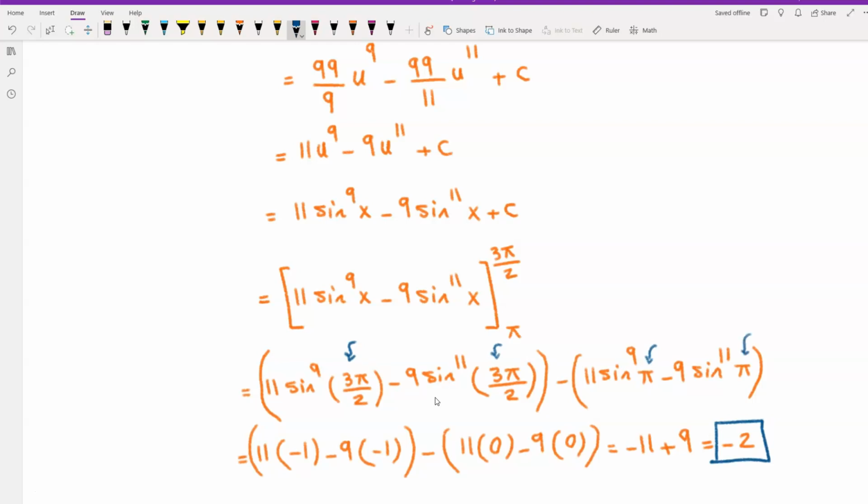X is pi. Sine 3 pi over 2 is negative 1, and sine pi is 0. So what we're going to have is 11 times negative 1 minus 9 times negative 1 minus 11 times 0 minus 9 times 0. So this part is 0, and what we have for this part is negative 11 plus 9. So our answer is negative 2. So this is our final answer.